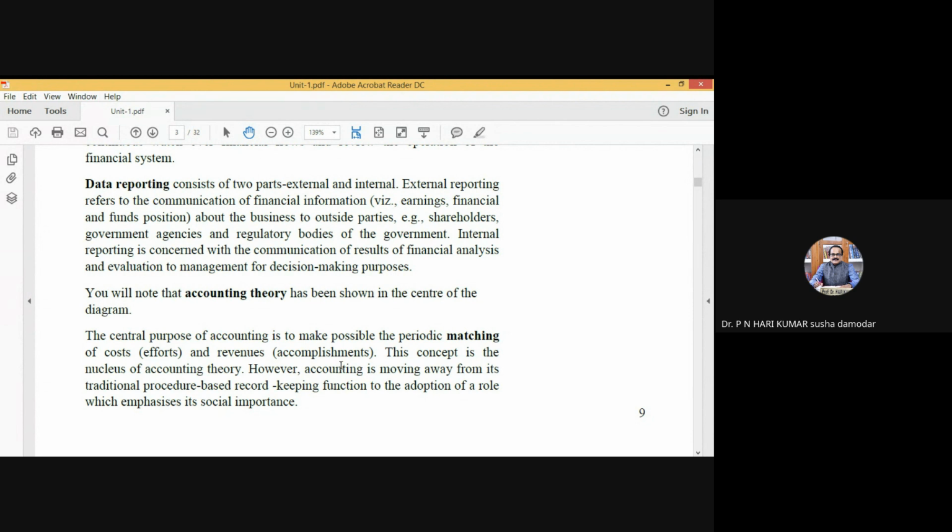But in reality, that cannot be matched exactly. Sometimes the cost will be much higher and revenue will be much lower. Otherwise, revenue will be much higher and cost will be much lower. Then there will be a result, and that result shall be properly communicated.